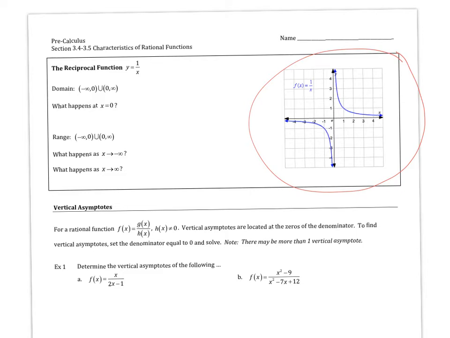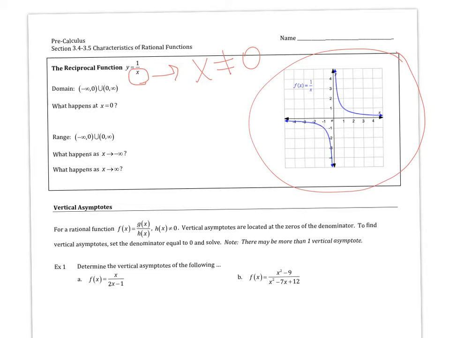So the question: what happens at x equals 0? Well, if we look at y equals 1 over x, in general, when we have a denominator, we talk about whatever makes it equal to 0, because dividing by 0 makes something undefined. So whatever makes that denominator equal to 0 is what our function cannot equal, what x cannot equal. So for y equals 1 over x, we say that x cannot equal 0.